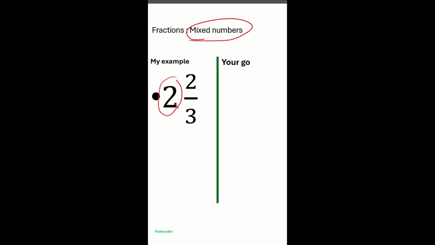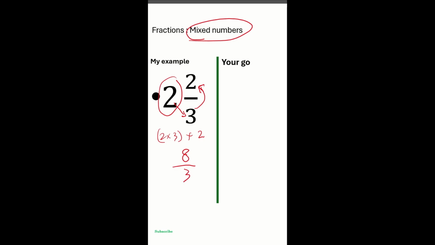So to turn this, we do this method. What is this method? We multiply the whole number by the denominator, so 2 times 3, and then we add whatever the numerator is, plus 2. So 2 times 3 is 6, 6 plus 2 is 8, and it's 8 over 3. Okay, so that's easy enough.